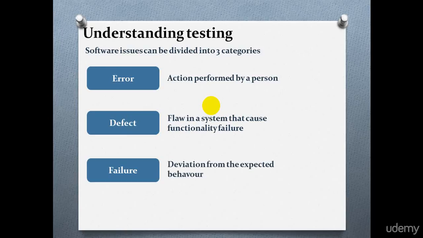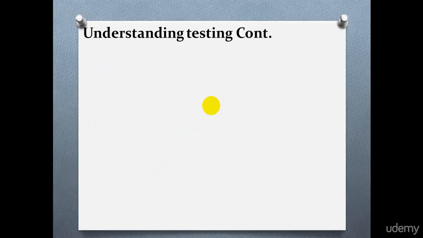Let's move to failure. A failure is defined as a deviation of the component or system from its expected delivery or result. So we can divide our software issues into 3 categories. Let's continue with understanding testing concepts.